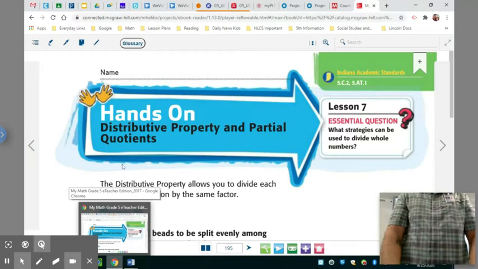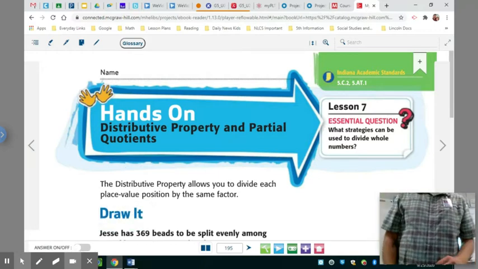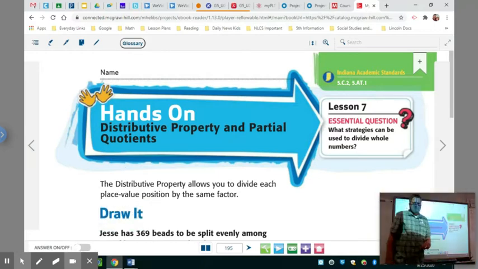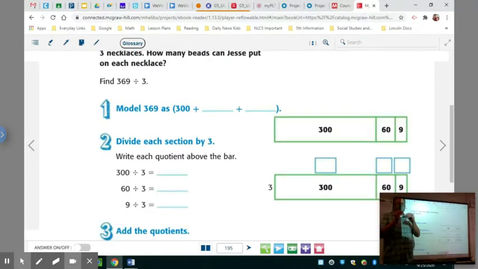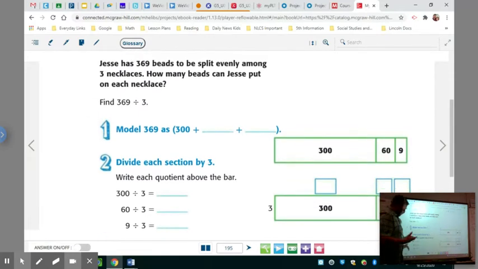So today's assignment is hands-on: the distributive property and partial quotients. Hands-on assignments are typically hard to do on paper. Actually, I guess the one yesterday with the models is harder to do on paper than this one. But the same thing applies here. We're going to divide, and this time we're going to split it up.